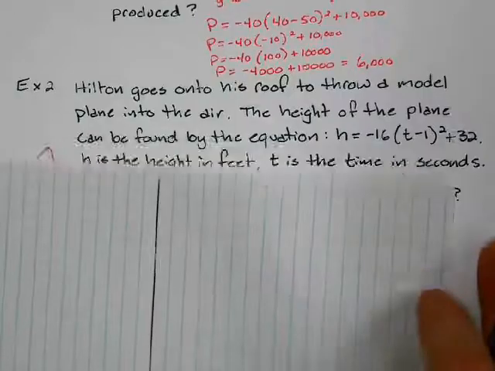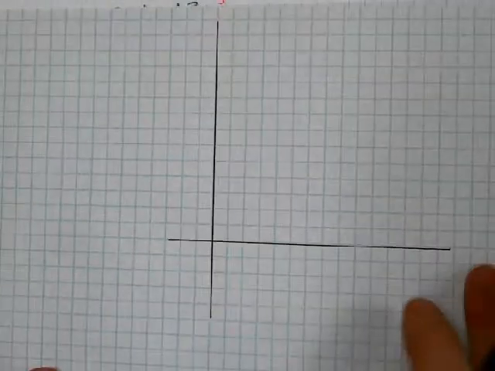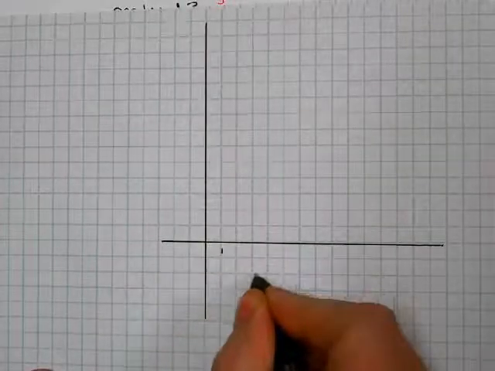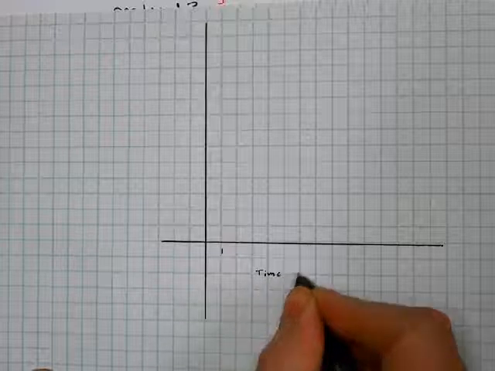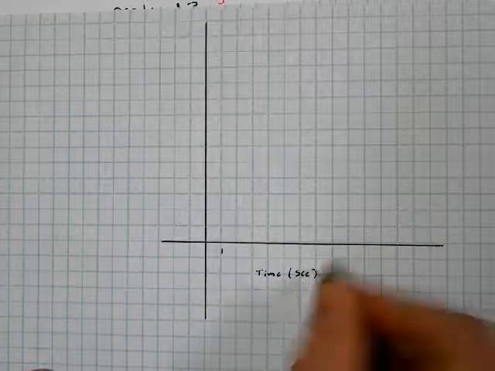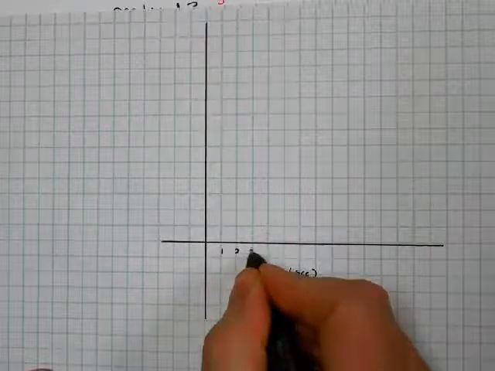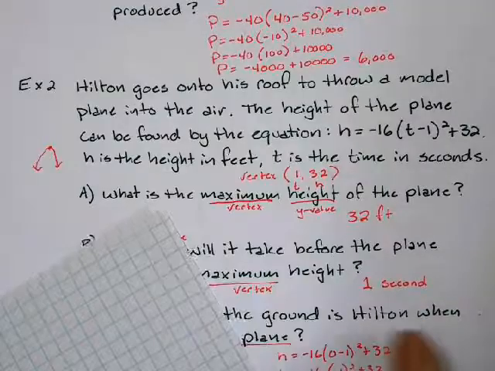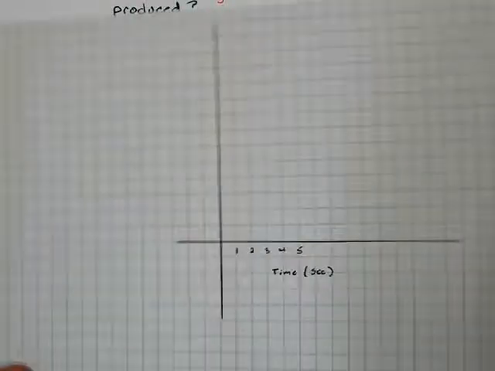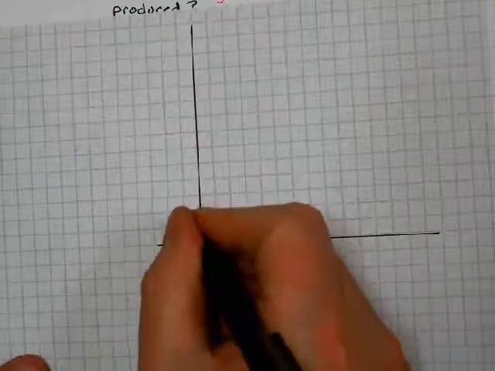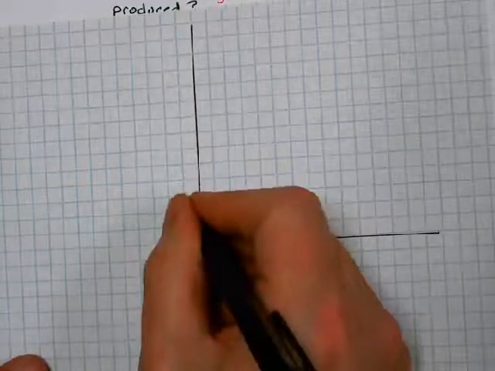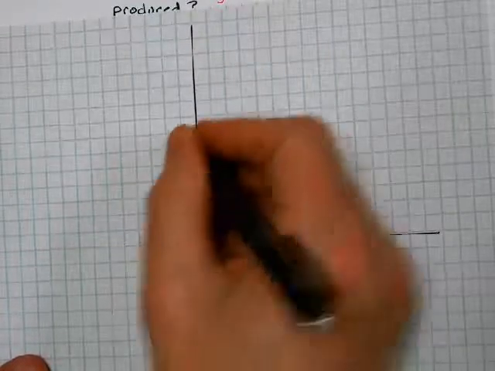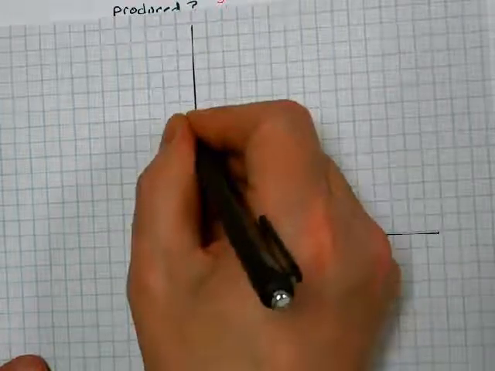Okay, so I'm going to kind of break this graph a little bit. I'm going to make these be my time in seconds. And I'm going to just count these as 1, 2, 3, 4, 5, and so on. Now the height, since I get pretty high on this one, I'm going to do it in fours. So this will be 4, 8, 12, 16, 20, 24, 28, 32. That's going to be the highest I think it's going to go.